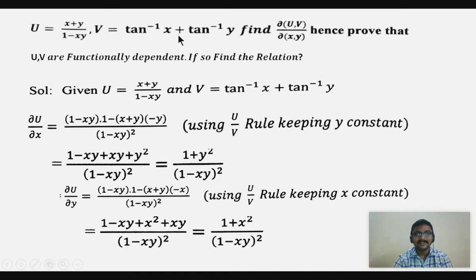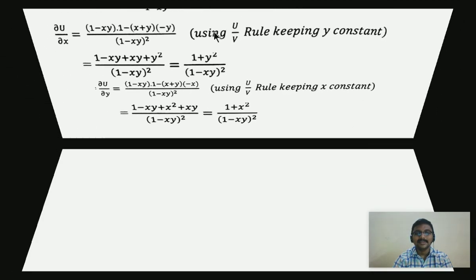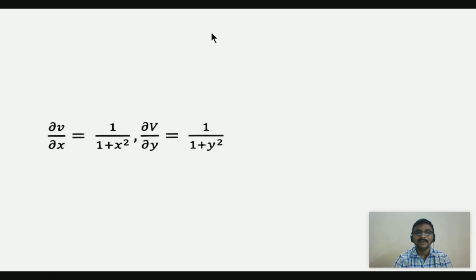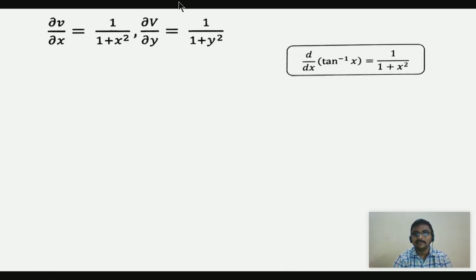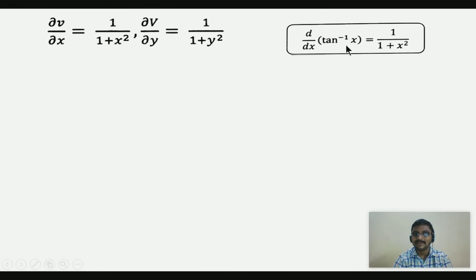Now since v is tan inverse x plus tan inverse y, ∂v by ∂x means tan inverse x derivative is 1 by 1 plus x square, and tan inverse y derivative is 0. Similarly, ∂v by ∂y: tan inverse x derivative is 0, and tan inverse y derivative is 1 by 1 plus y square. So these are the values of ∂v by ∂x and ∂v by ∂y. We just have to know the formula that the derivative of tan inverse x is 1 by 1 plus x square.